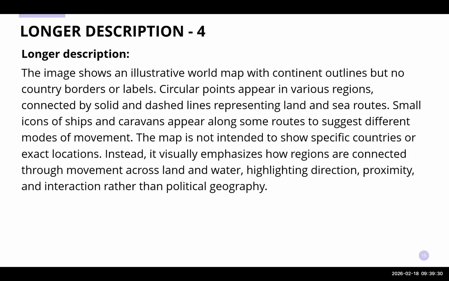Small icons of ships and caravans indicate different modes of movement, helping students understand how trade, migration, or cultural exchange occurs. This description is all about the flow of interaction, as it highlights direction, proximity, and connection rather than exact location. So by the end, a student who cannot see the map can actually picture the regions, the routes, and the movement happening across them. So they gain the same conceptual understanding of connectivity as someone viewing the visuals.